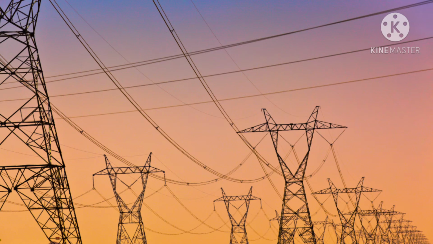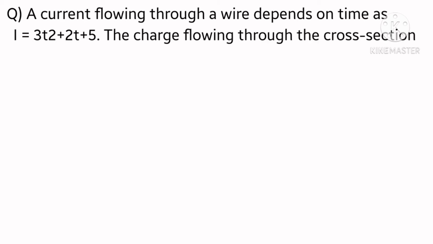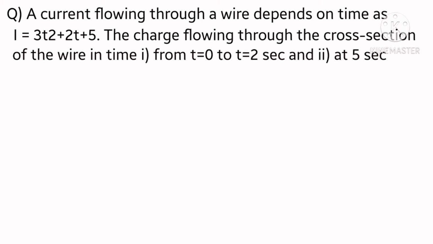But what will you do if the current is given by an equation? Let us understand this by numericals. A current flowing through a wire depends on time as I equal to 3t square plus 2t plus 5. Find the charge flowing through the cross section of the wire in time number 1 from t equal to 0 to 2 seconds and number 2 at 5 seconds. Here the current that we have to find in number 1, that is from t equal to 0 to t equal to 2 seconds, is the average current, and in number 2 at 5 seconds we have to find the instantaneous current.